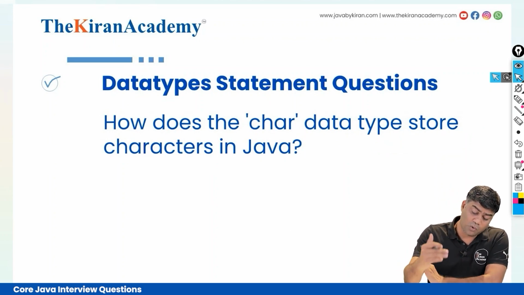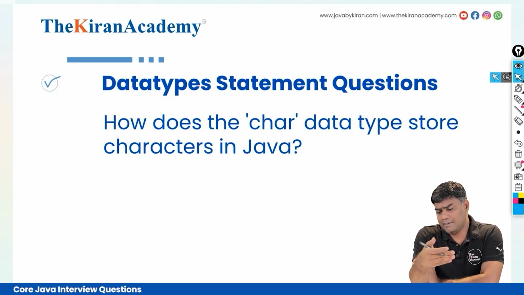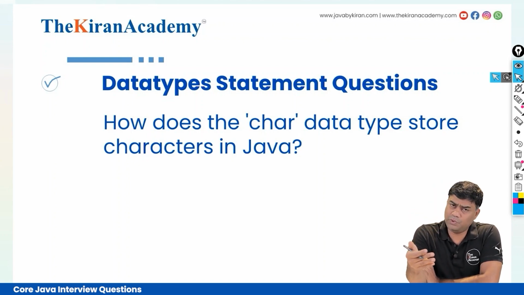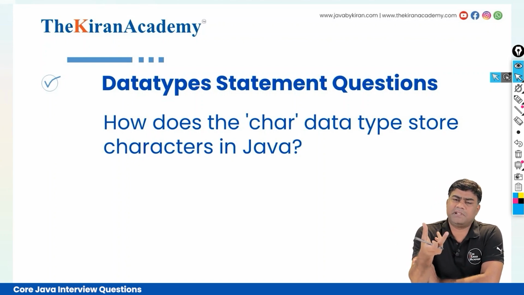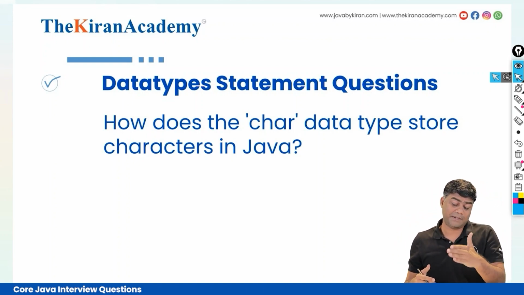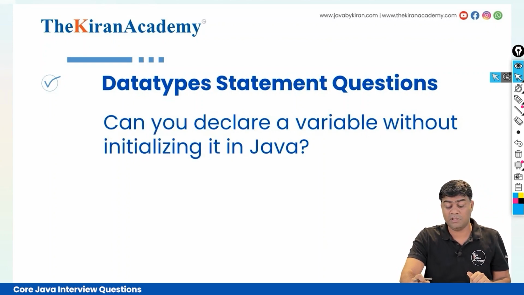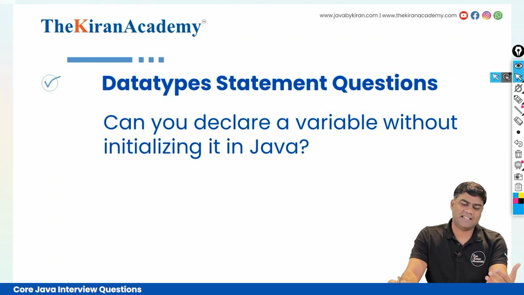Coming to the next question, how does the char data type store characters in Java? It's very simple. By a sequence of characters, you will be getting one word that can be considered as a string. So characters make a string. The char default value is blank. You can have multiple characters, you can concatenate them, you can convert them to string. There are multiple ways to convert. So here, how does the char data type store characters in Java? It's very simple. It's a single character. In single quotes, you need to write, not in double quotes. If you write double quotes, then it will be considered as a string.